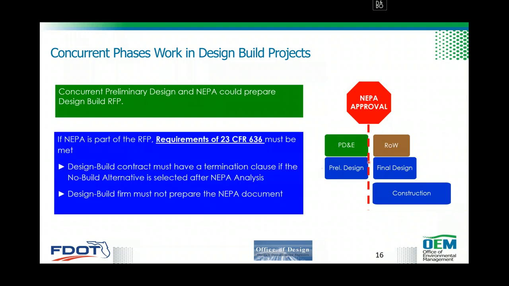The requirement of Title 23 Code of Federal Regulations, Section 636, must be met in all design build projects. Some of those requirements related to NEPA state design build contracts must have a termination clause if the no build alternative is selected after NEPA analysis, and also the design build firm must not prepare NEPA documents. So these requirements are not new. They are part of the design build boilerplate. What is new is that we can do PD&E and design combined, and we can use that information to prepare the RFP.